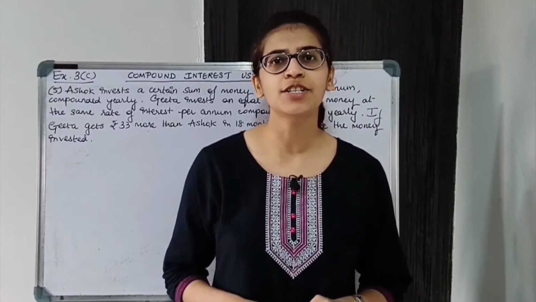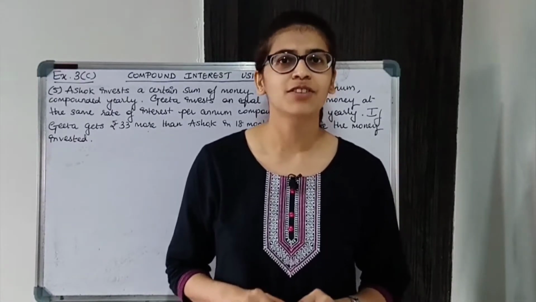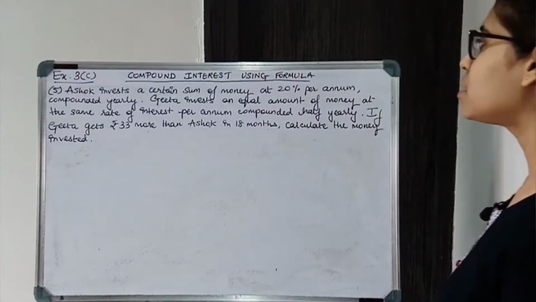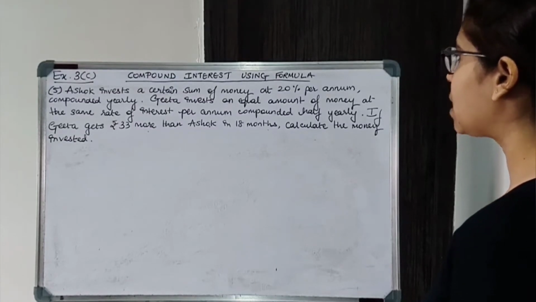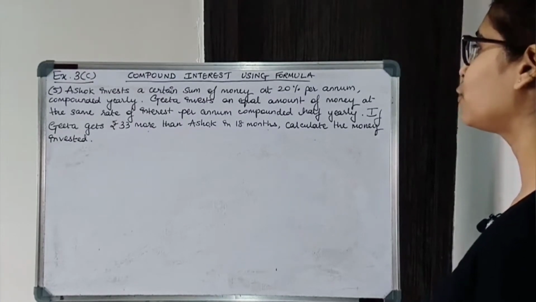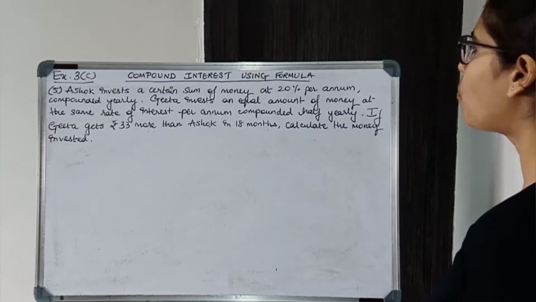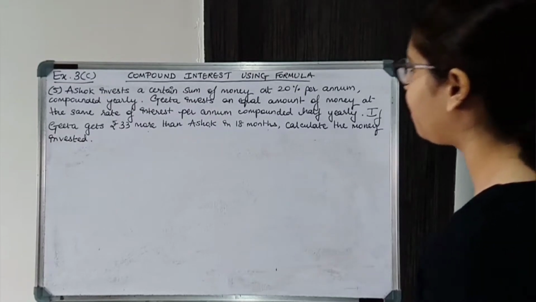In this video, we'll continue with exercise 3C from chapter Compound Interest Using Formula. So starting with question number 5. Ashok invests a certain sum of money at 20% per annum compounded yearly. Geeta invests an equal amount of money at the same rate of interest per annum compounded half yearly. If Geeta gets rupees 33 more than Ashok in 18 months, calculate the money invested.